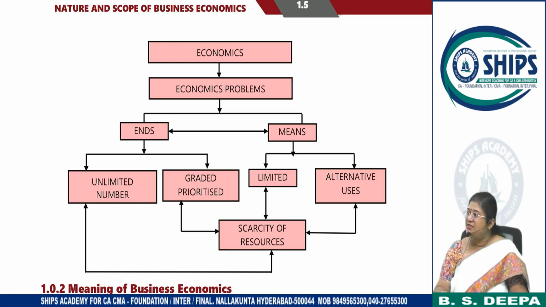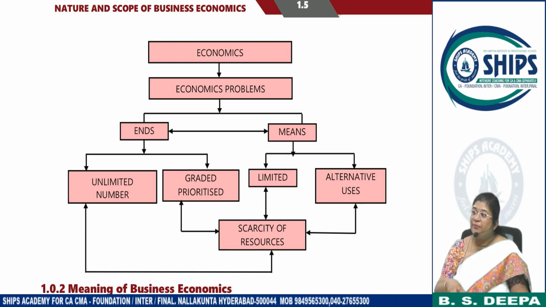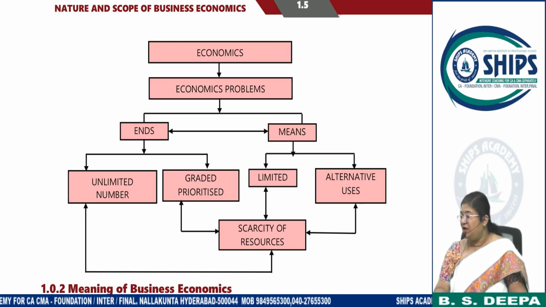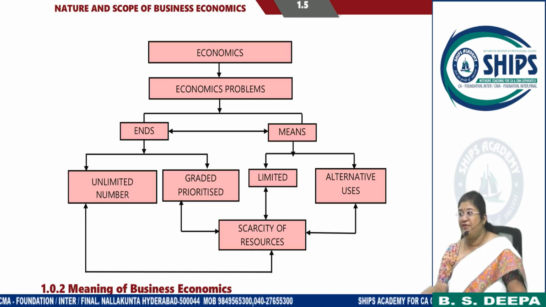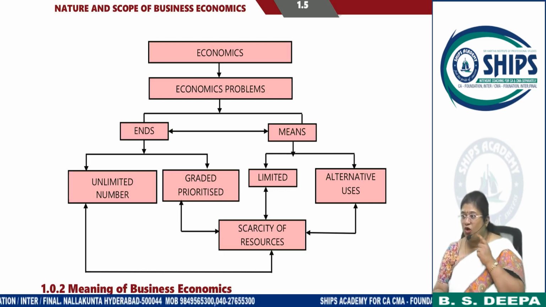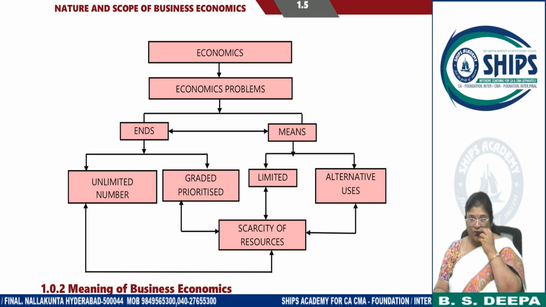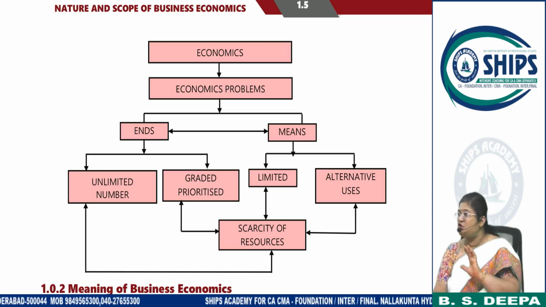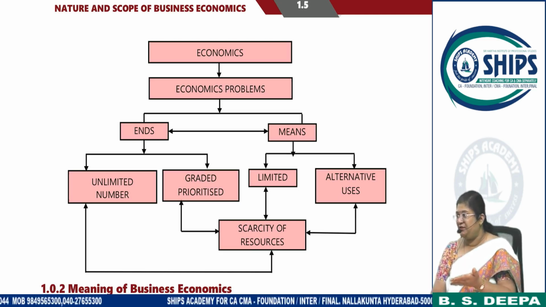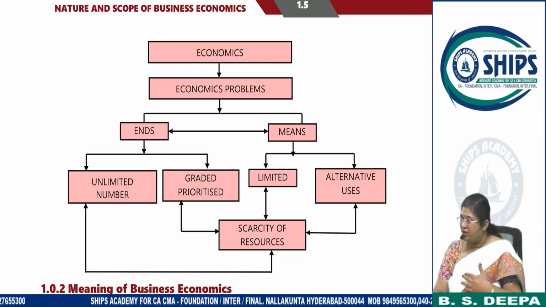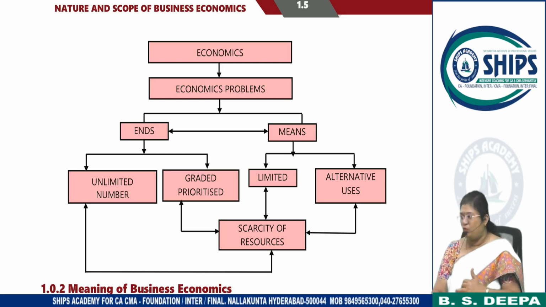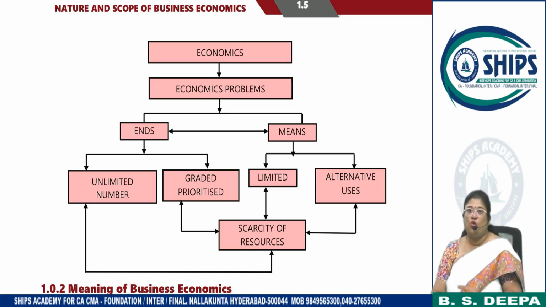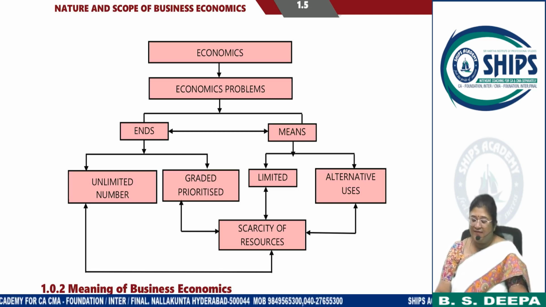So here wants would be the kinds of ends that we want to achieve, whereas the resources that we wish to use to satisfy our wants are our means, okay? So this is where we are talking about ends and means. Means through which we try to satisfy, okay? So means would be the resources, ends would be the wants. We want satisfaction of our wants, so ends would be the want satisfaction. So that is why our ends are unlimited and our resources are limited.